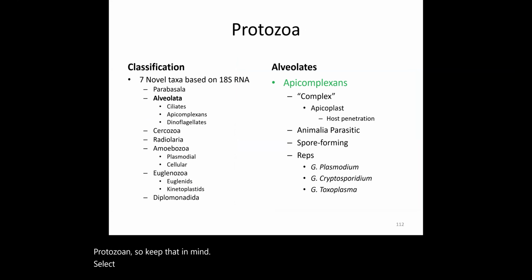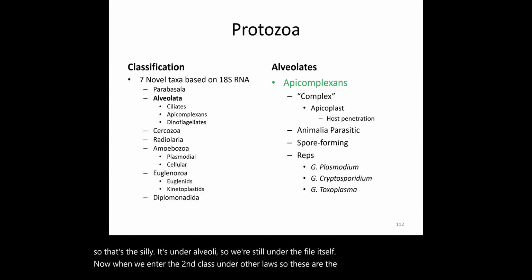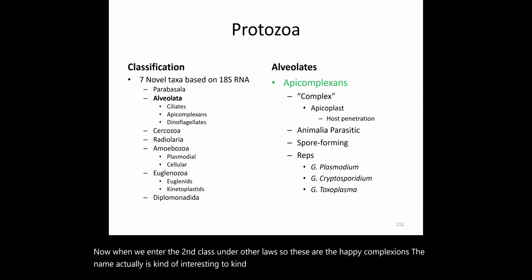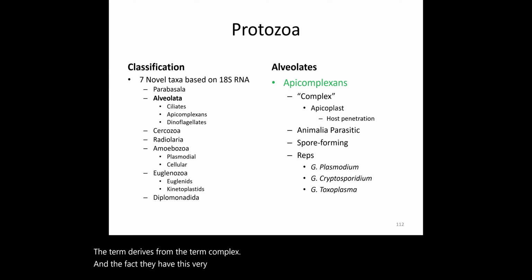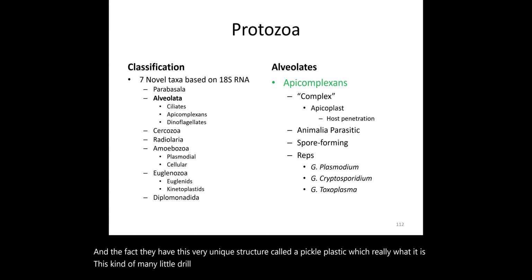All right. So that's the ciliates under Alveolata. So we're still under the phylum Alveolata itself. Now, when we enter the second class under Alveolata, the apicomplexans, the name is interesting to derive, simply because the term derives from the word complex and the fact that they have this very unique structure called an apicoplast, which is a little mini drill that is used to penetrate the host. In other words, it gains access to the host by drilling and poking a hole through it.